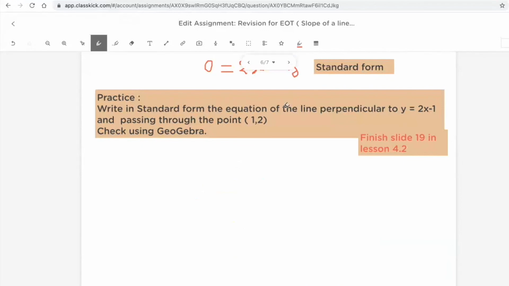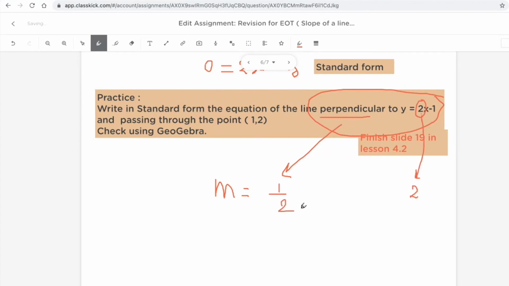Write the standard form of the equation of the line perpendicular to y equals one half x minus 1 and passing through the point. Class, now from perpendicular, what do we get the slope? What is this slope? If we flip over 1 over 2, it is in fact 2 over 1, right? When we take the reciprocal of 1 over 2, we put a minus.